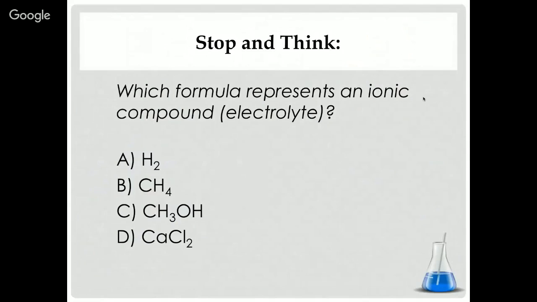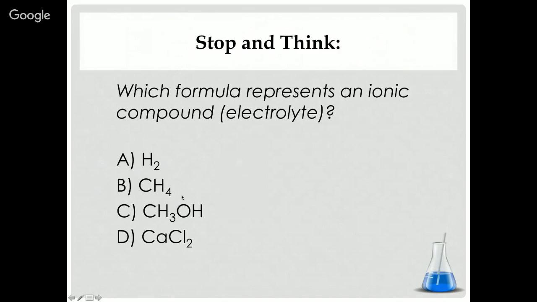So let's stop and think for a moment. Which formula represents an ionic compound, an electrolyte? Okay, choice A is going to be covalent. We have nonmetal and nonmetal. Choice B is also covalent, nonmetal and nonmetal.